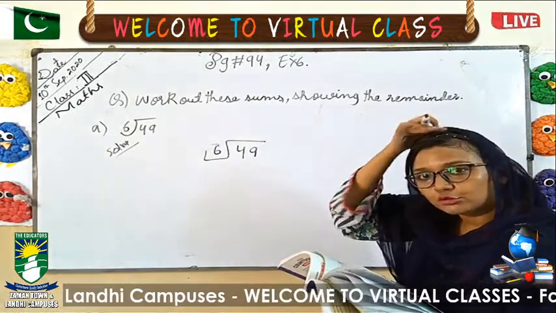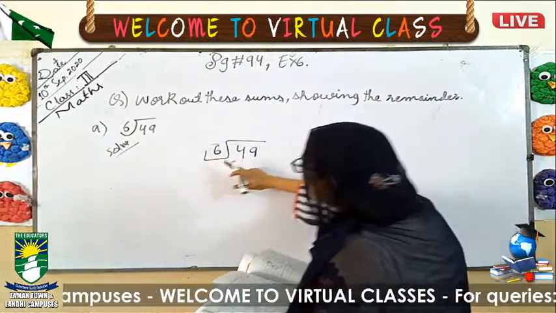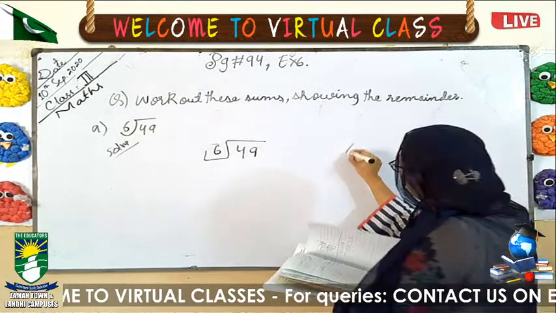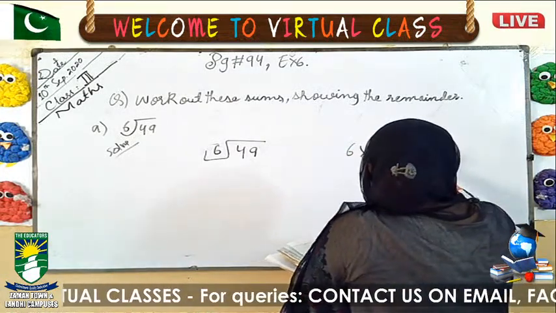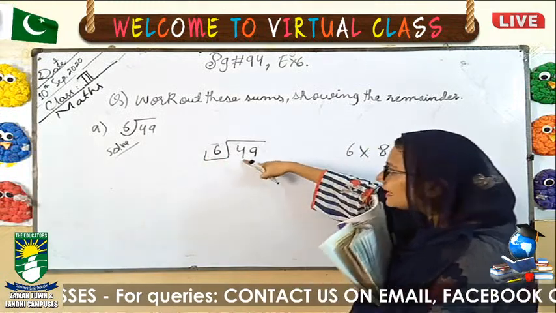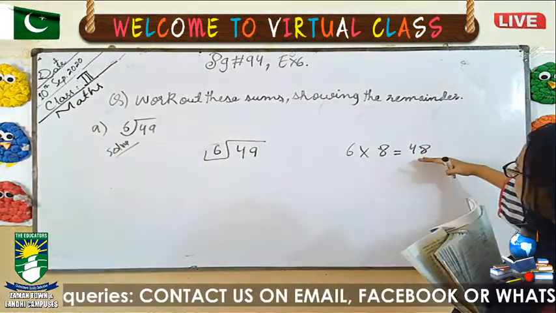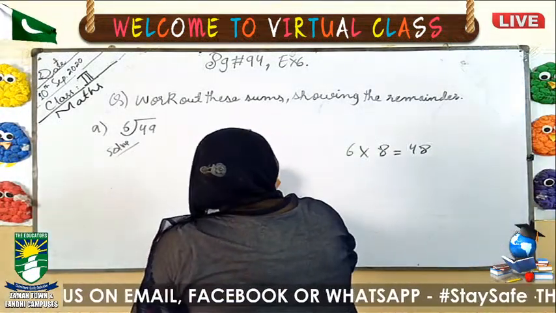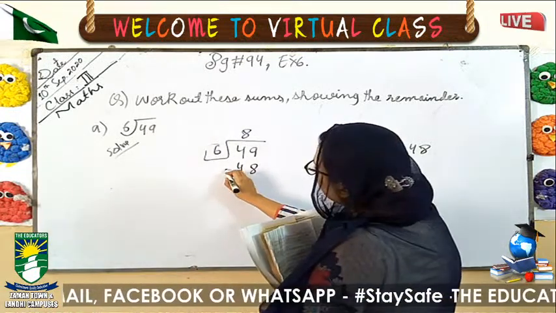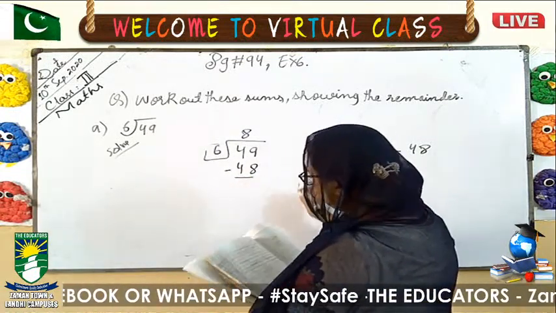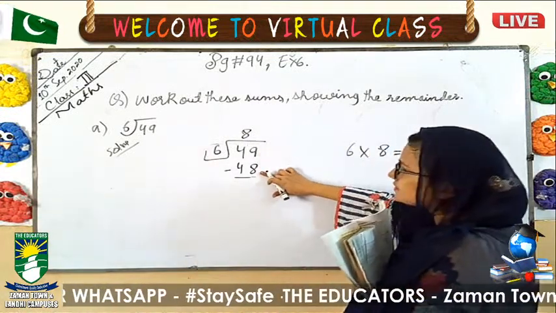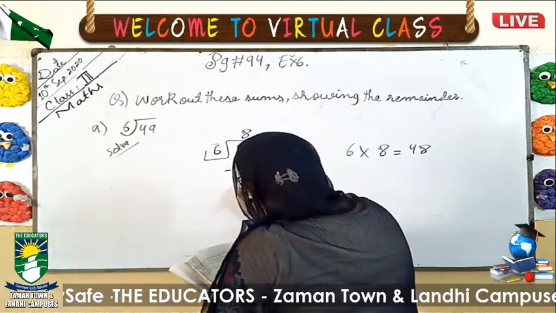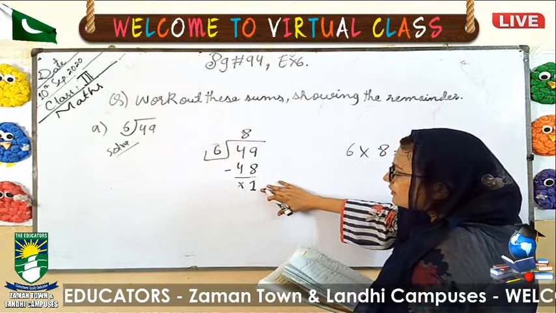So simply what will you do? In the table of 6, 49 is not possible. As we know, in the table of 6, 6 into 8 is equal to 48. So we can take the other number 48, which we can write over here. 6 into 8 is 48. After this, we will subtract these numbers. Now 9 minus 8 will be 1. 4 minus 4 will be nothing. The remainder we have is 1.